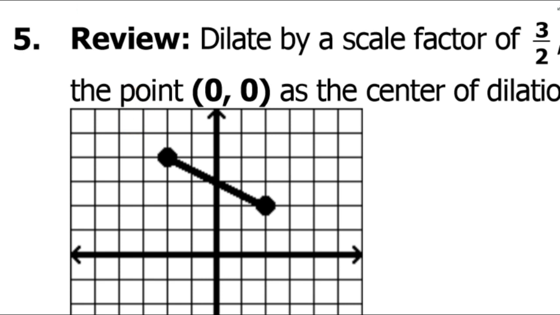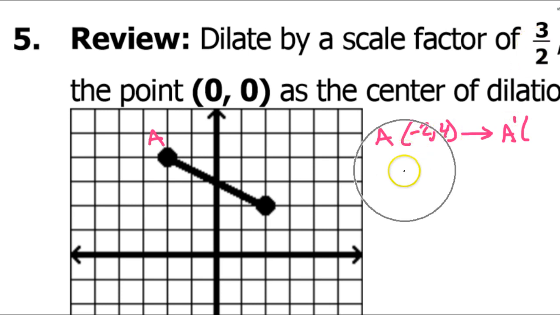I'm going to use a smaller pen. So think of this as point A for a moment. So point A has the coordinates negative 2, comma 4. So if I want to find out what A prime is, all I really have to do is multiply each of these by 3 over 2.